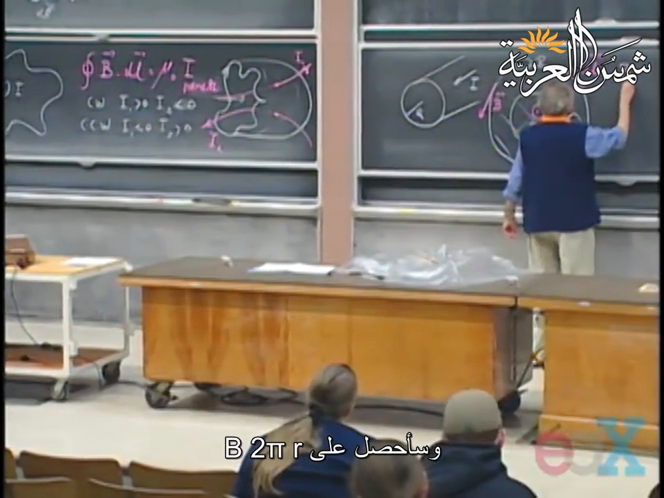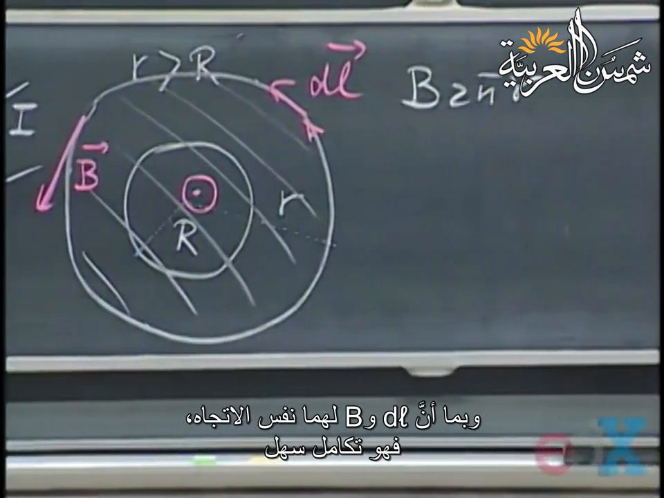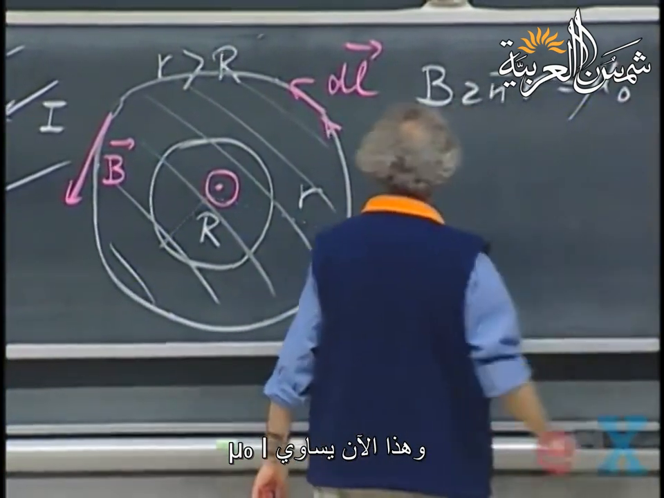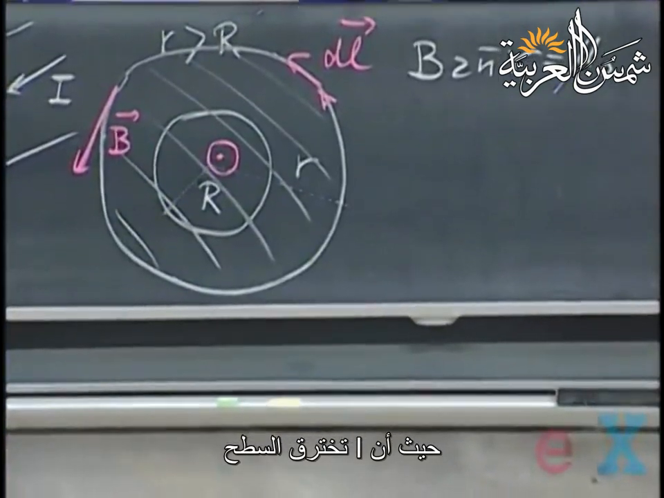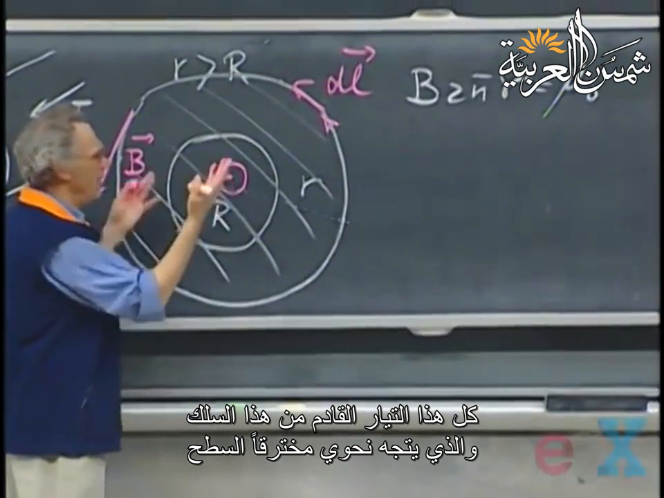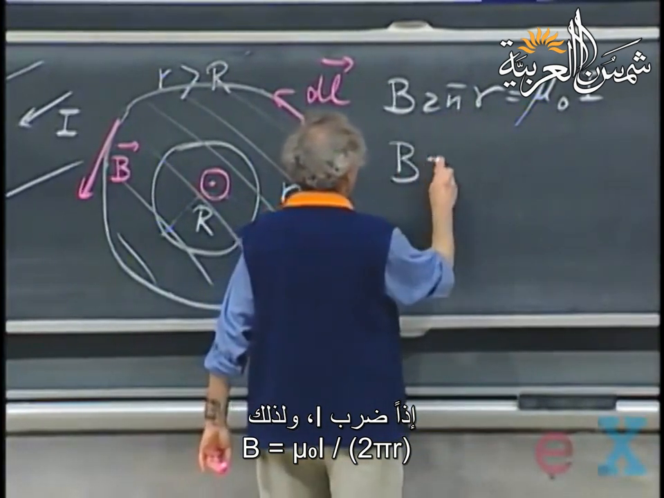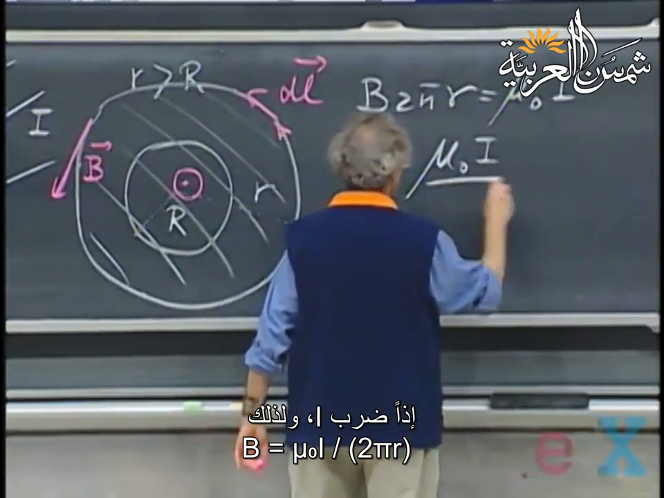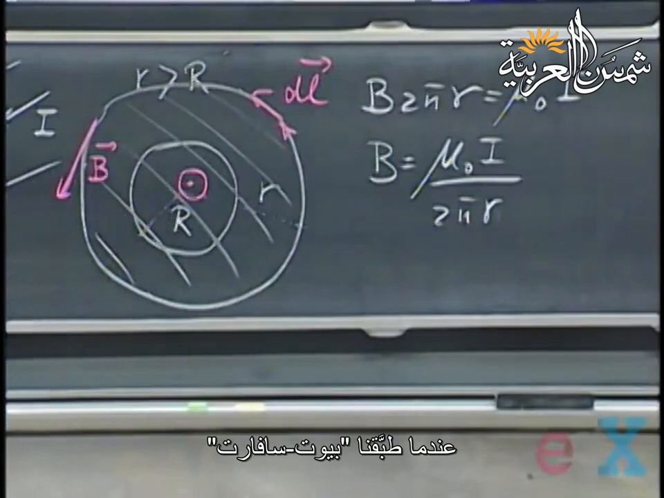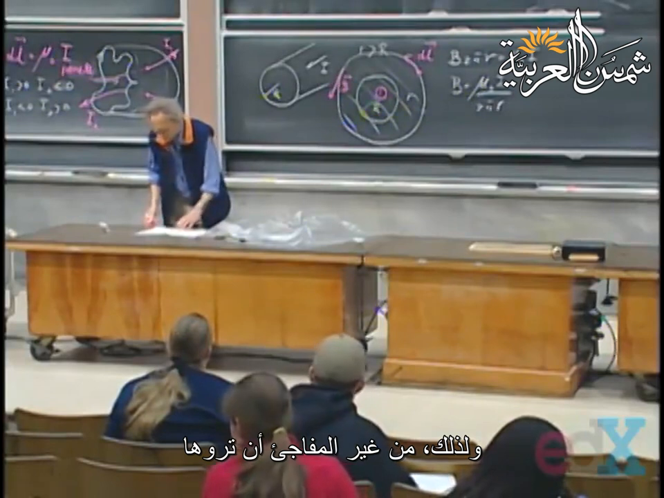So I get B times 2 pi little r, because dl and B are in the same direction, so it's a trivial integral. That now equals mu 0 times I, which now penetrates my surface, uniquely determined. All this current from this wire that comes to me penetrates my surface. So times I, and so B equals mu 0 times I divided by 2 pi r. And that's the same result that we found last time when we applied Biot and Savart. So there's no surprise that you see this.